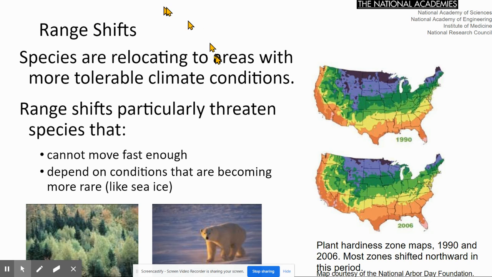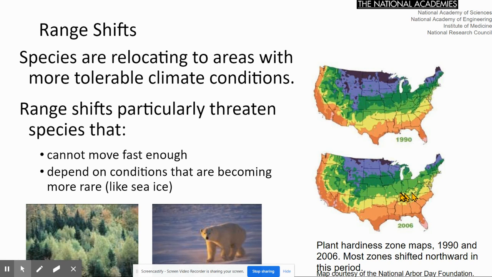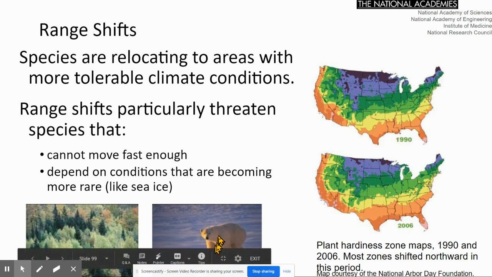So you can see here that there's range shifts, right? So here in 1990, Kentucky is basically green. And you can see in 2006, Kentucky is basically almost all yellow. So that means we are having a longer growing season. So we're going to be able to grow plants that we weren't able to grow in 1990 that could grow down here. And now we can grow them here. That's the idea. But the idea is that polar bears, they're already at the north, though, so they don't have anywhere to migrate. And so they're basically out of luck.